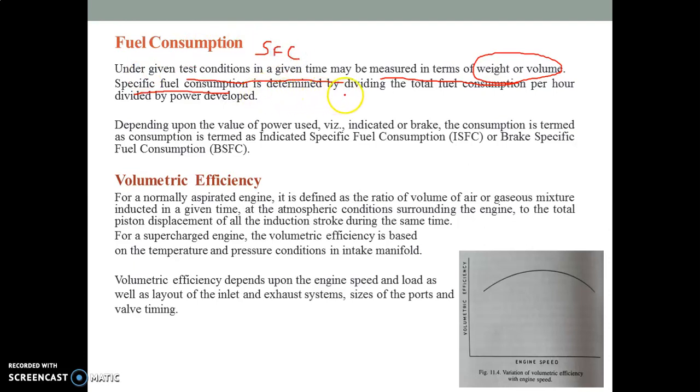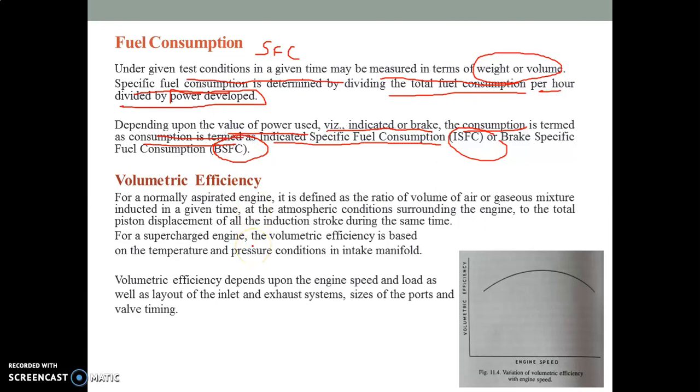It is determined by dividing the total fuel consumption per hour by the power developed. Depending upon the power used, that is IP or BP, the consumption is termed indicated specific fuel consumption, ISFC, or brake specific fuel consumption, that is BSFC.